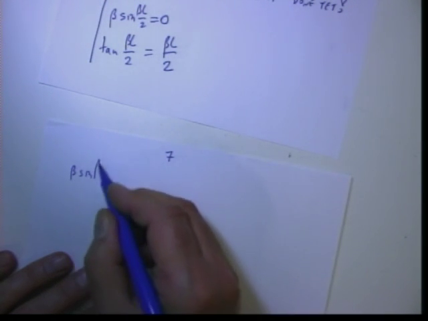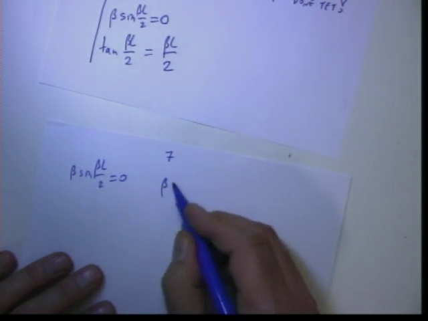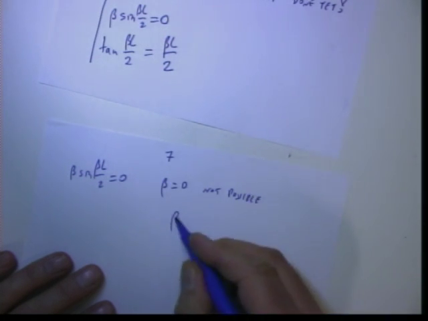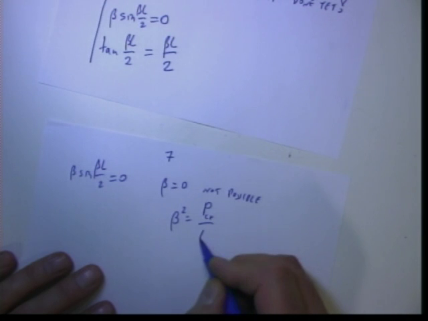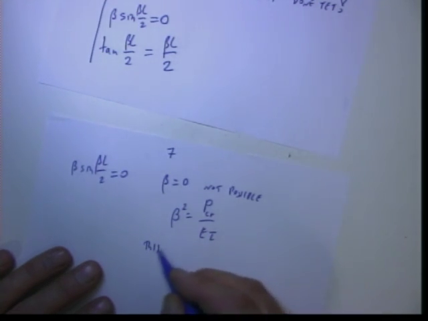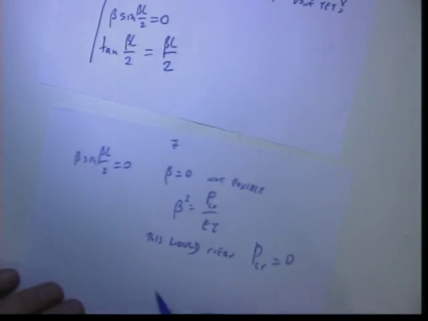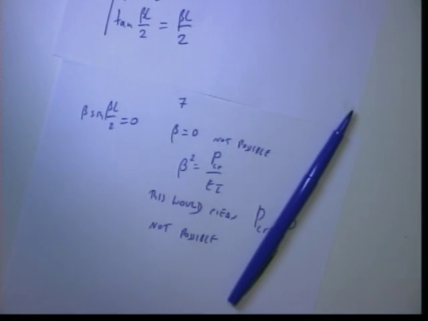So beta sine beta L over 2 equals 0. So beta could be 0, but that is not possible, because otherwise, since beta square equals P critical divided by EI, this would mean P critical equals 0, which is not possible. We did say that we start with P equals 0, then we perturb, then we increase this load, then we again perturb, etc. So it did not lose stability in the beginning. That means that it should lose stability somewhere else. P is not 0.